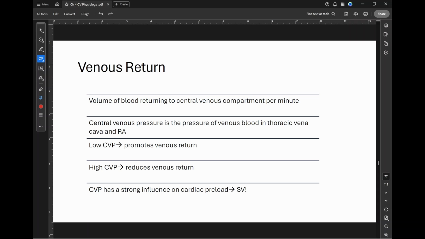Goes down. If my preload goes down, what happens to my stroke volume? Goes down. My stroke volume goes down. What happens to my cardiac output? Goes down. That's why you don't want high central venous pressure. You see how you walk yourself all the way through to get the cardiac output. Okay, that's it for this one for now.